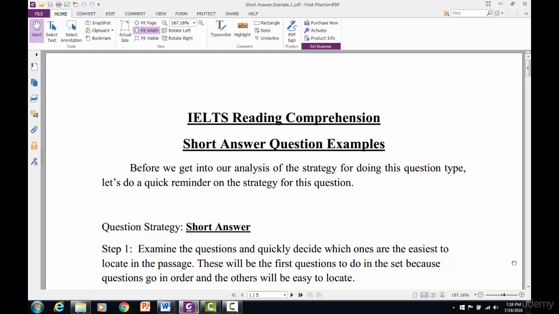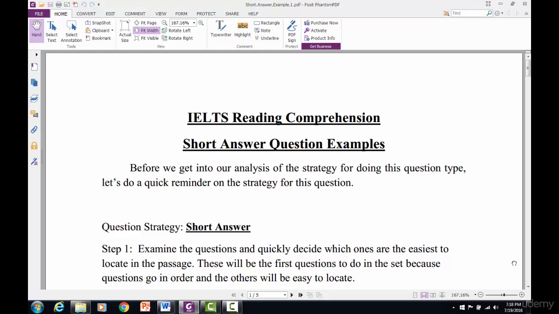The same thing applies. We have to first look at our questions and decide which of the short answer questions are going to be the easiest to find first, because once you find that question or questions, you can line up where to find the other questions. If you know where number 3 is, you know numbers 2 and 1 have to be before it, and number 4 has to be after number 3. That's what I mean by questions go in order.